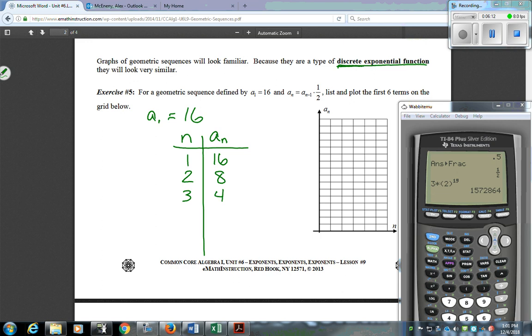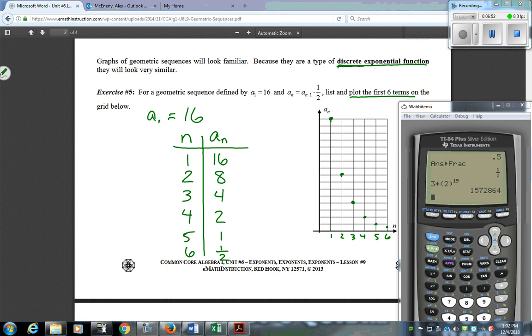It says in the question to plot the first 6 terms. So I'm going to do the first 6, and you want to check your scale. It looks like we're going up by ones here. We have 6 spaces going up: 1, 2, 3, 4, 5, 6. So they give us just enough. So we get 1 and 16, which would be up here, 2 and 8, 3 and 4, 4 and 2, 5 and 1, and then 6 and 1/2.